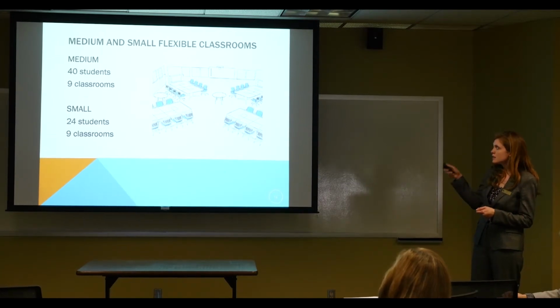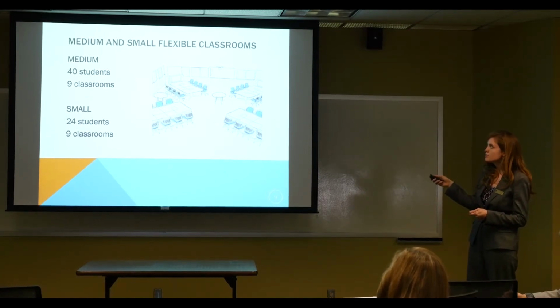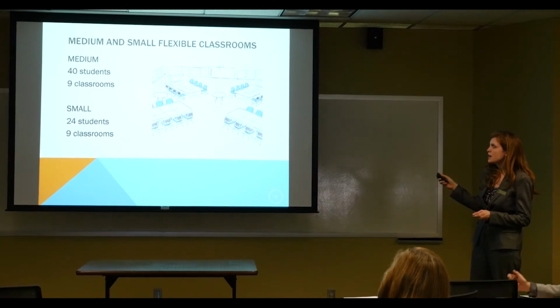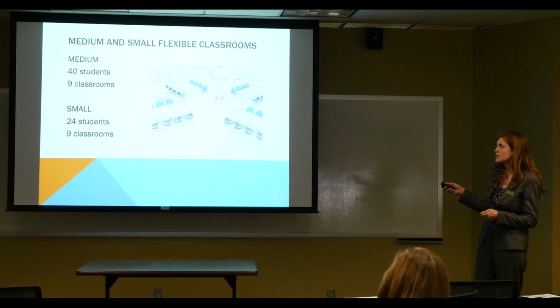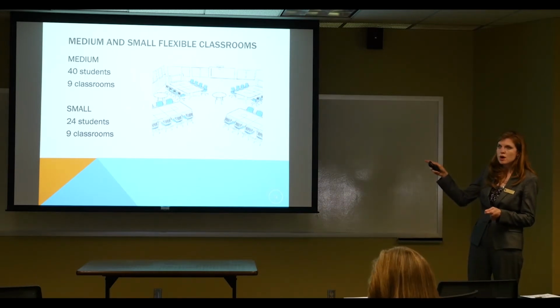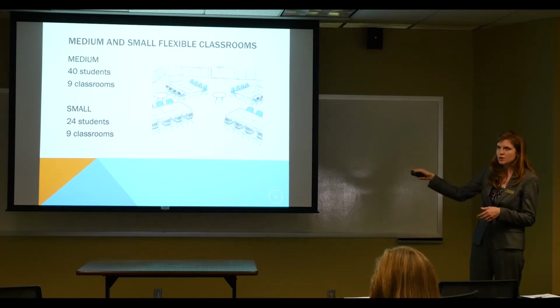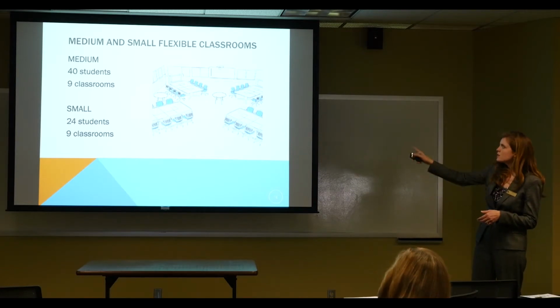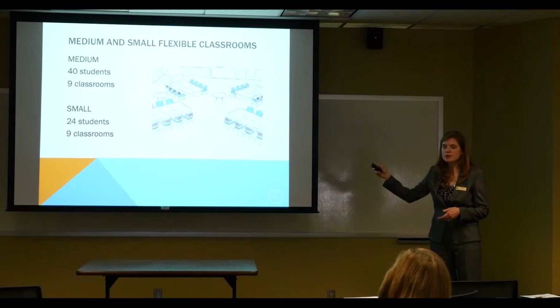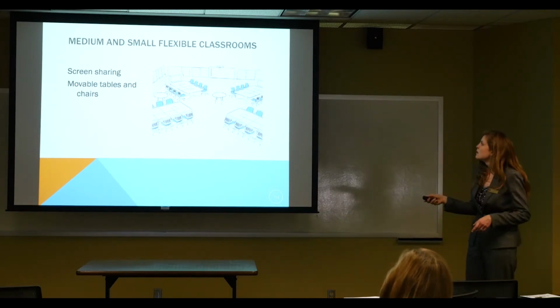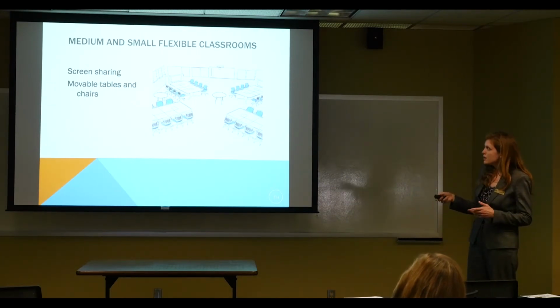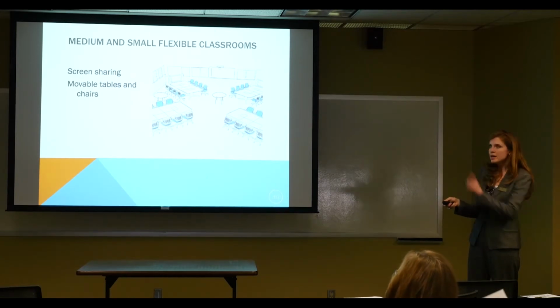There'll be 9 medium-sized flexible classrooms that can seat 40 students, and 9 small that can seat 24. And I believe the small classrooms will also host the graduate classes. So they will be the seminar rooms. And so this configuration is called an X configuration. There'll be screen sharing, and as I said, movable tables and chairs. And then finally, yes, I have a question.